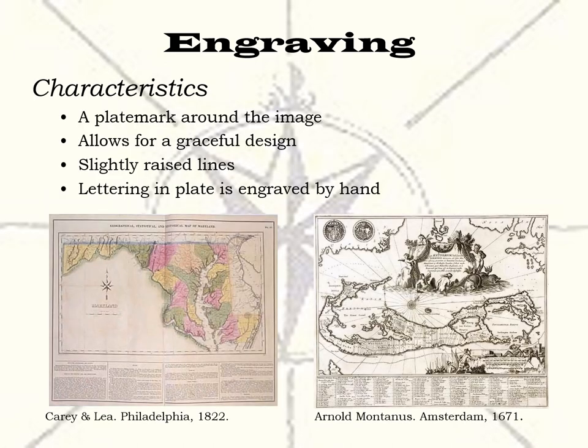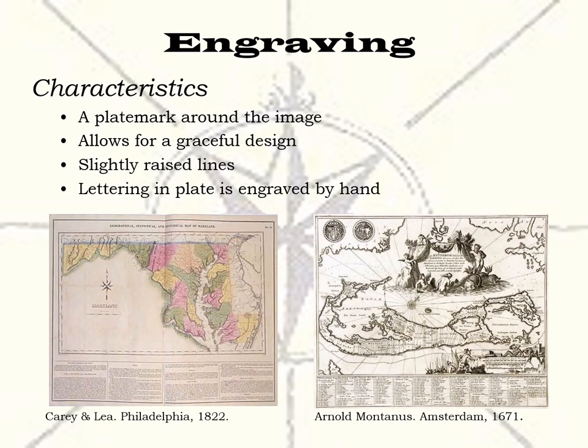So, what are the characteristics of an engraving? The most noticeable is a plate mark, which is a slight ridge in the paper surrounding the image. This comes about because the squeezing of the plate and the paper together under pressure stamps the outline of the plate onto the paper. Another characteristic is a fairly supple or graceful design, often with considerable detail. This is because the softness of copper allowed the engraver to work a flexible line.